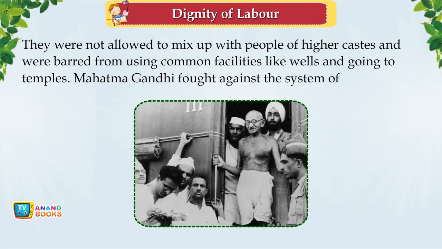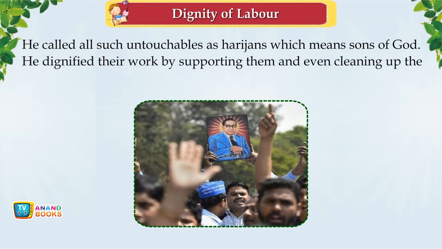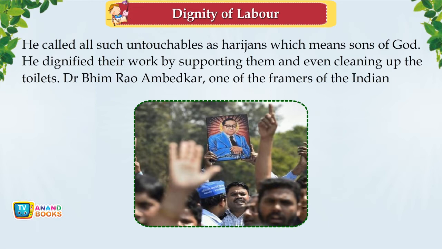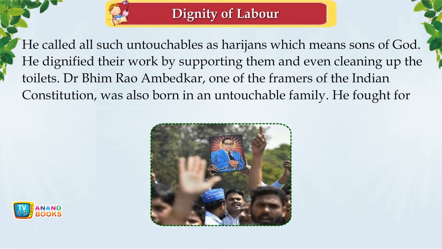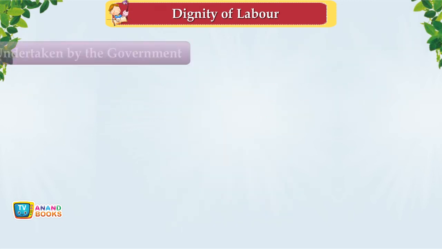Mahatma Gandhi fought against the system of untouchability. He called all such untouchables as Harijans, which means sons of God. He dignified their work by supporting them and even cleaning up the toilets. Dr. Bhimrao Ambedkar, one of the framers of the Indian Constitution, was also born in an untouchable family. He fought for dignity and fair treatment of depressed classes, or the untouchables.